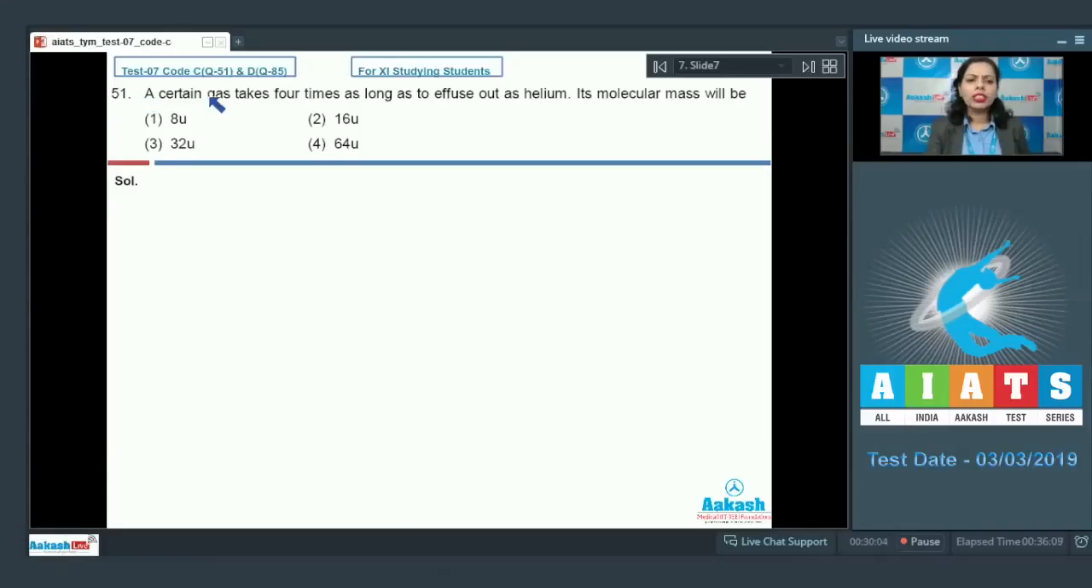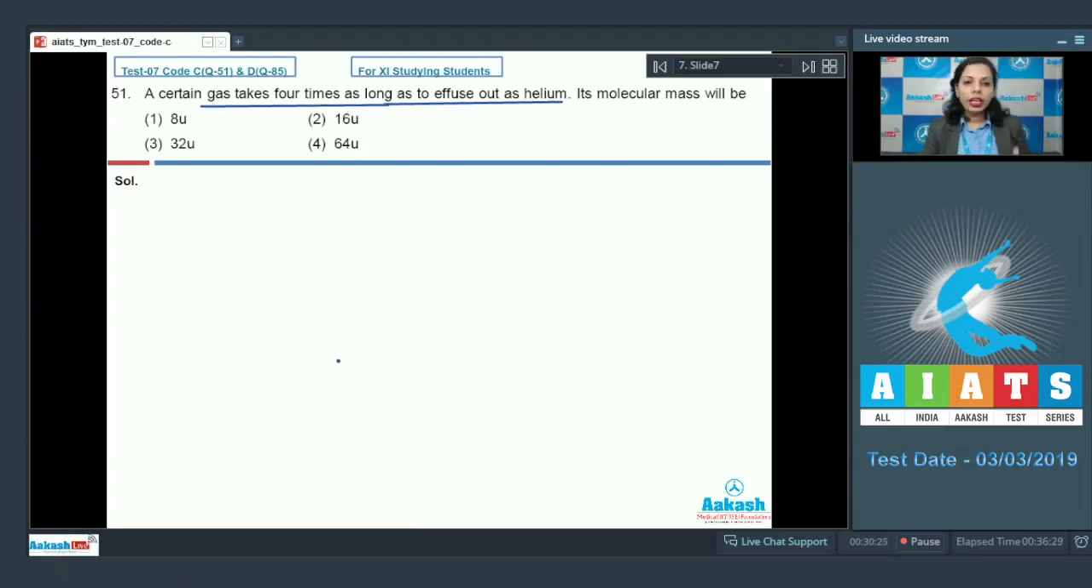Question number 51. A certain gas takes 4 times as long to effuse out as helium. Its molecular mass will be. This is a process of effusion. Gas is effusing from a hole, and one thing is given: the gas takes 4 times as long as helium gas.